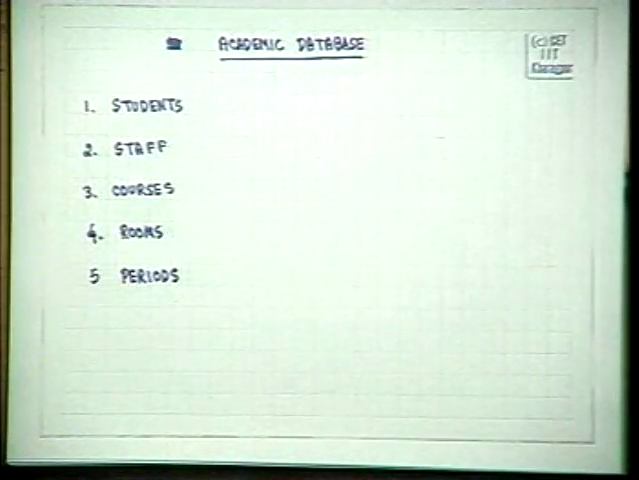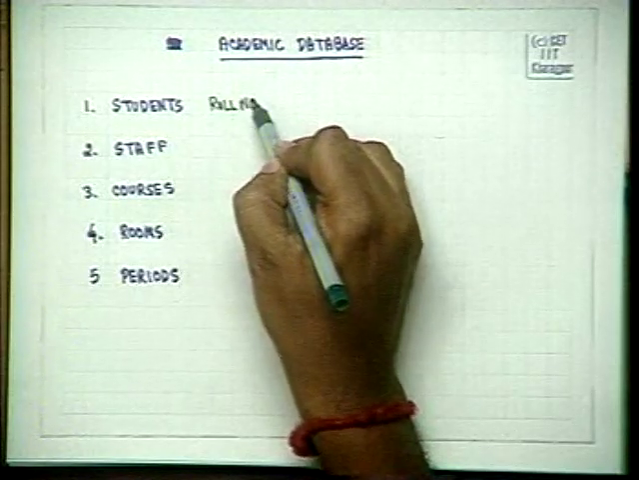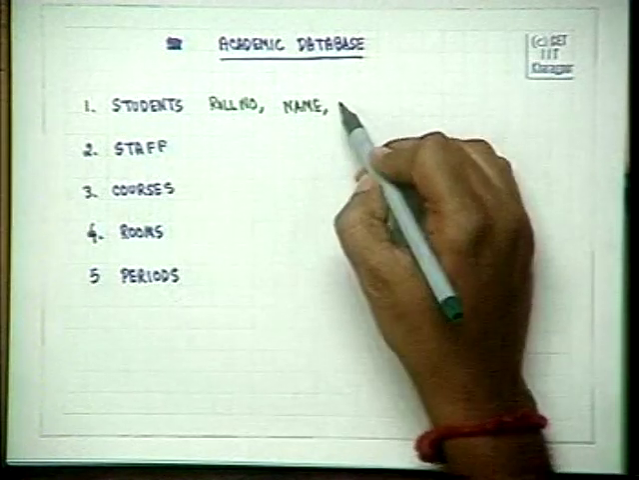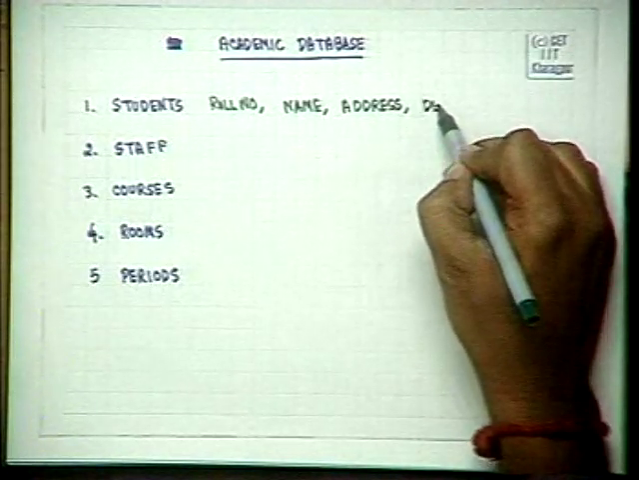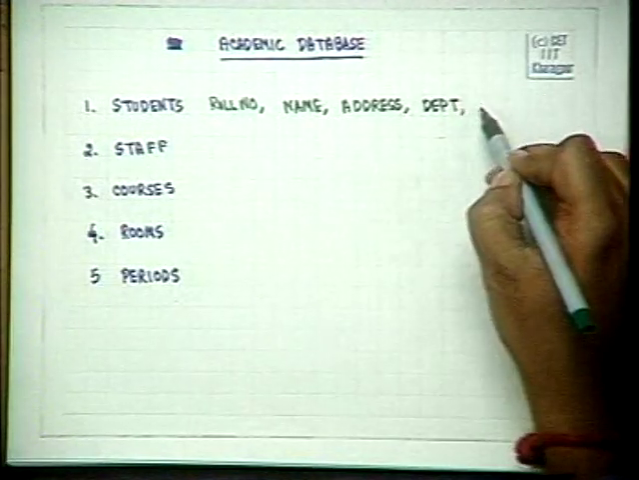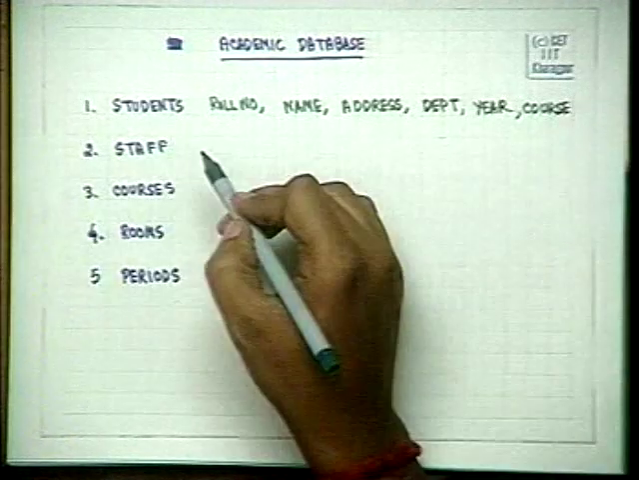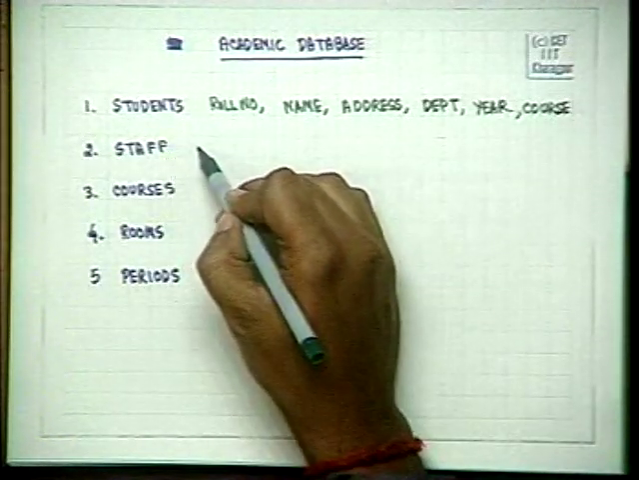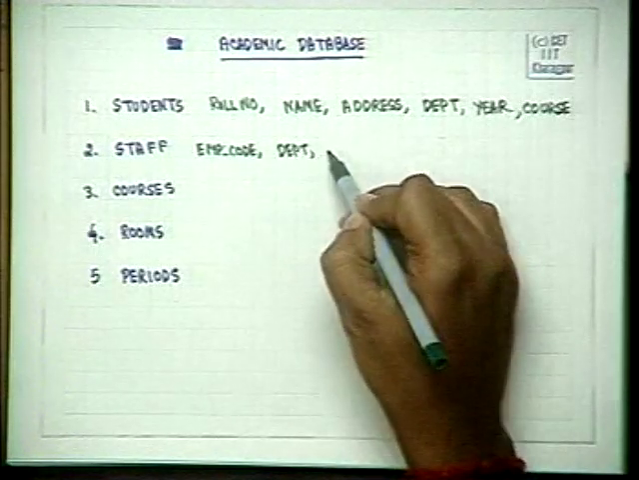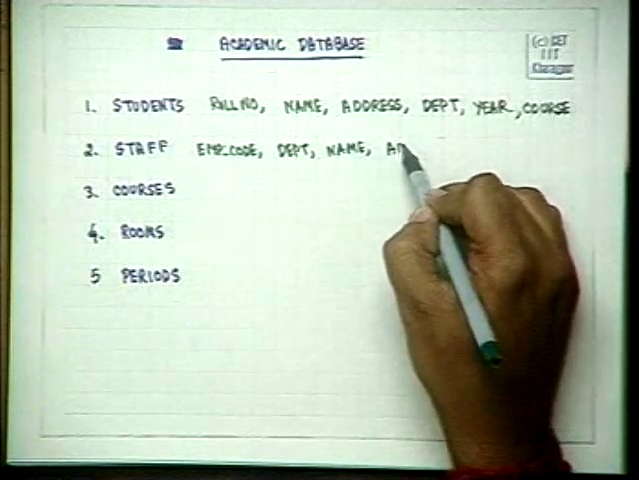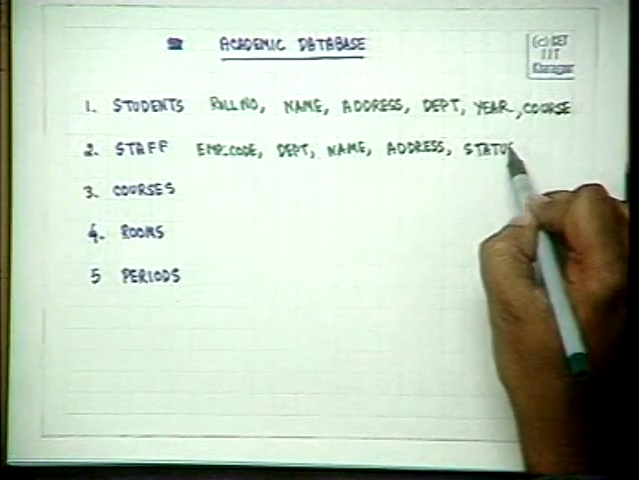And the attributes of a student may be like this: roll number, name, address, department, year, course. For a staff, it may be employee code, department, name, address, status, that is the type of the person.